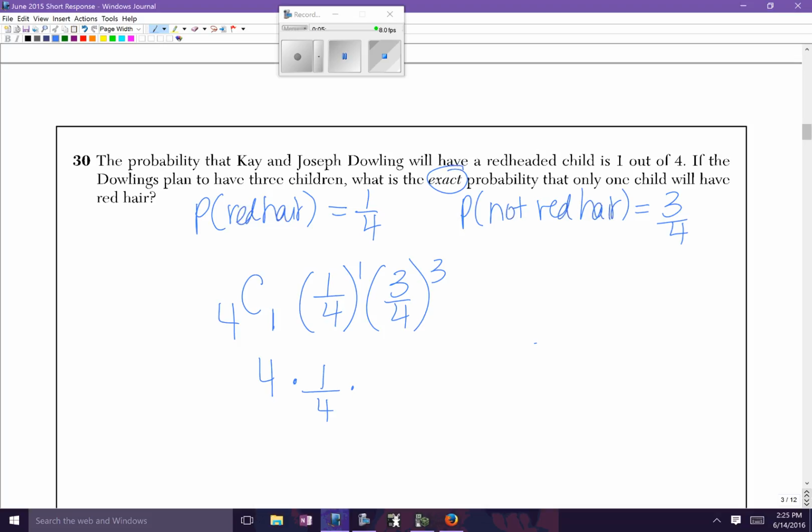3/4 raised to the third power is 27 over 64. And if you want, you can throw that in your calculator, or remember that this reduces with this, leaving me with a probability of 27 out of 64.